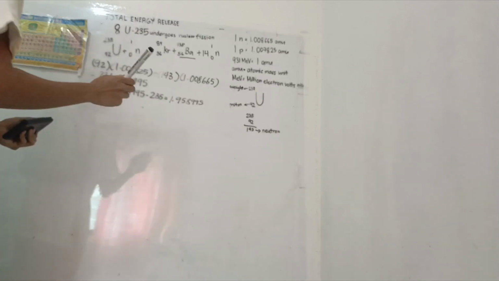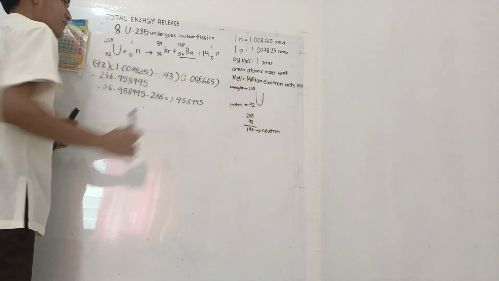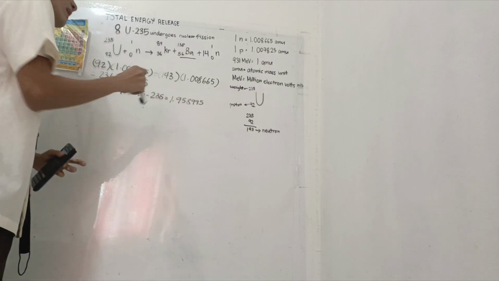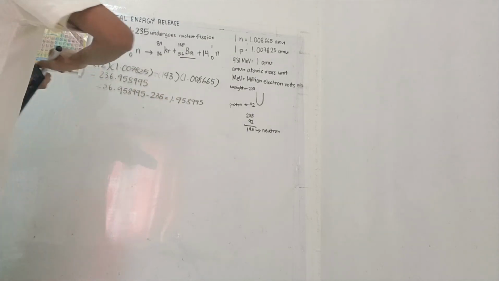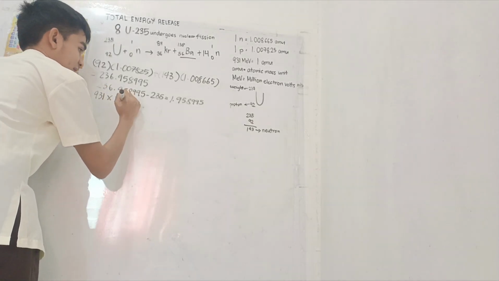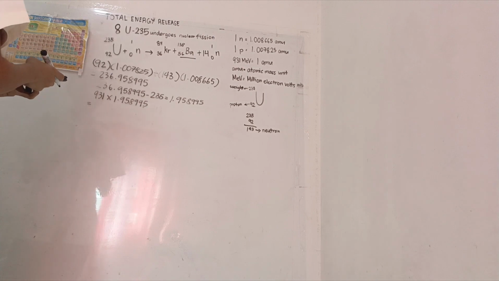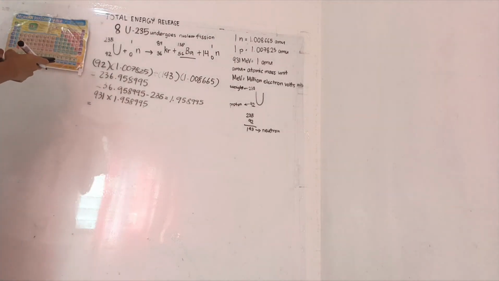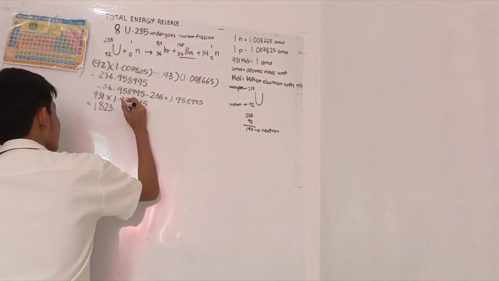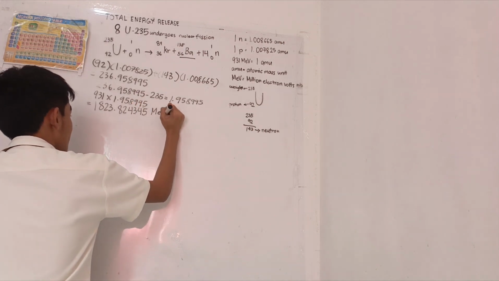Meron pa tayong gagawin. I-convert pa natin to into MeV. So, paano? Just multiply the answer to 931 para maging MeV siya, kasi ang 1 AMU is 931 MeV. Now, in this case, ang 1.958995 ay ilan sa MeV. Now, i-compute natin. 931 times 1.958995 equals 1,823.824345. Now, yun na yung sagot niya in terms of MeV.